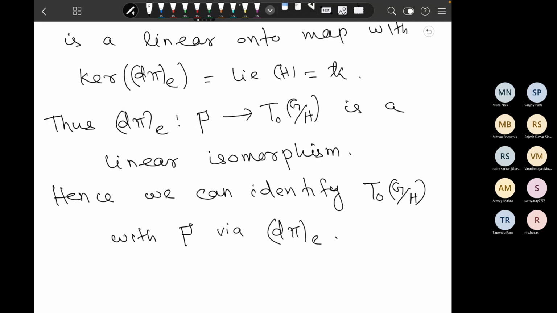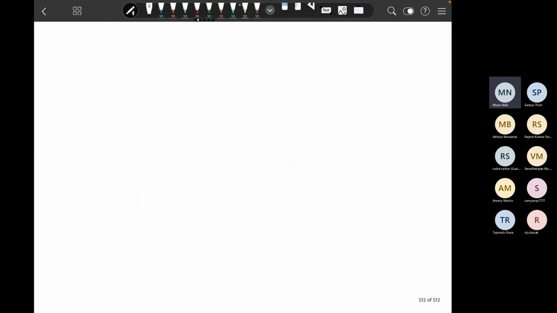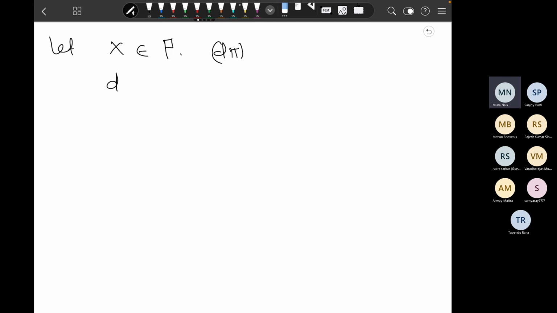Now, there is an isotropy representation that acts on T naught G mod H, and I want to see how that action transforms on p. So let us see that. Let X belong to p. This implies d pi e X belongs to T naught G mod H.